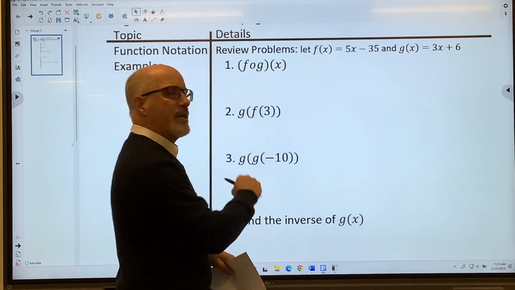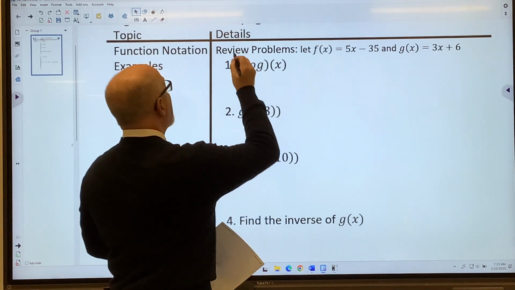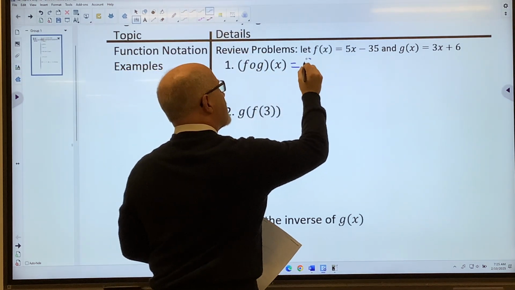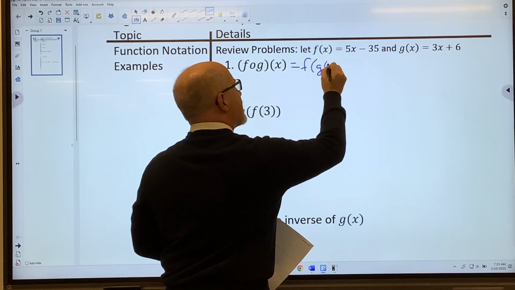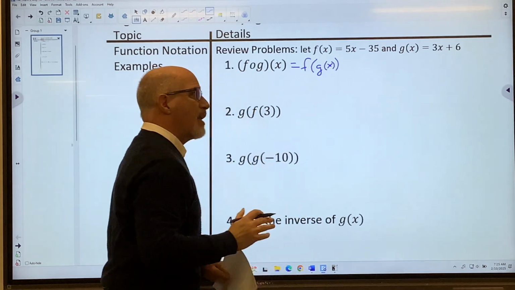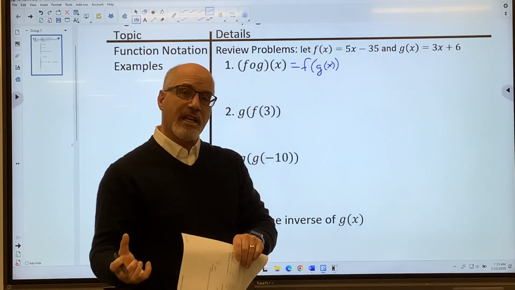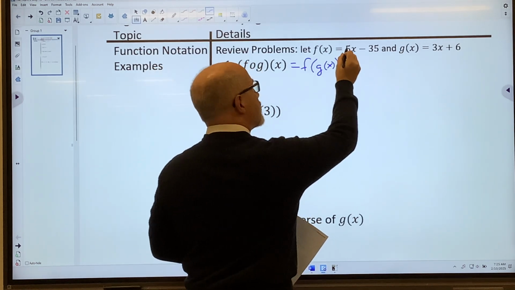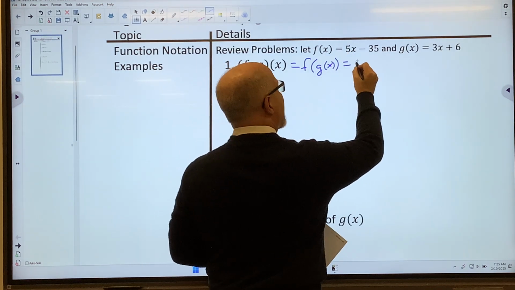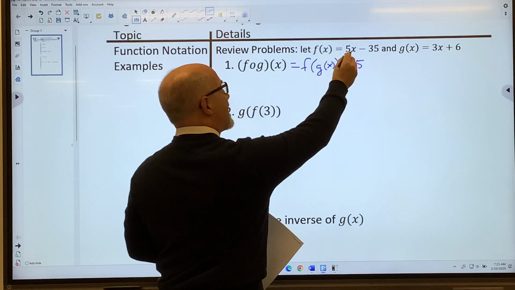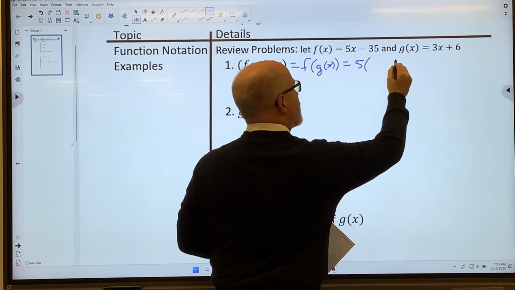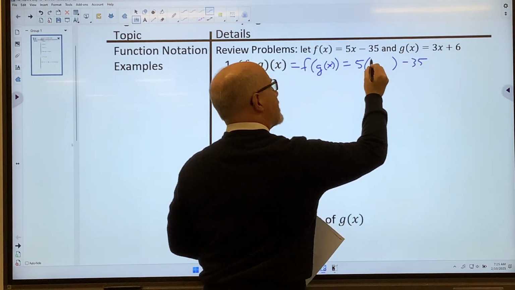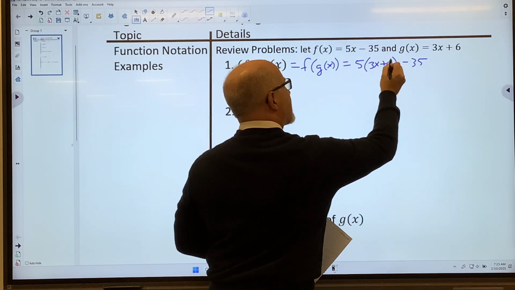Remember, when you have an open dot between these two, that means the same thing as f of g of x, like this. That means the g function is going to go inside the f function. That's what composition means. So I go to the f function first, take the x out, and put the g function as the input where the x was, so 3x plus 6.